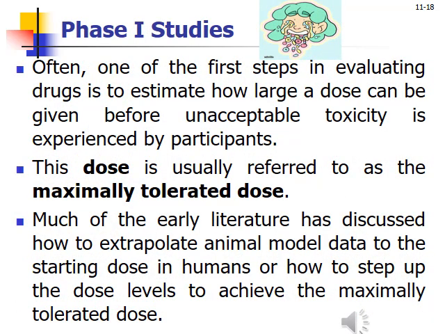Phase 1 studies. Often, one of the first steps in evaluating drugs is to estimate how large a dose can be given before unacceptable toxicity is experienced by participants. This dose is usually referred to as the maximally tolerated dose. Much of the early literature has discussed how to extrapolate animal model data to the starting dose in humans, or how to step up the dose levels to achieve the maximally tolerated dose.